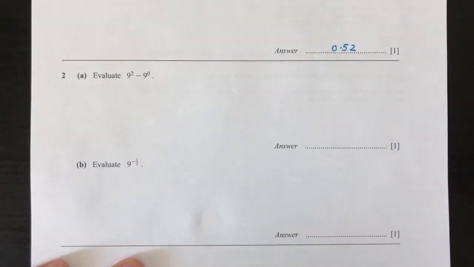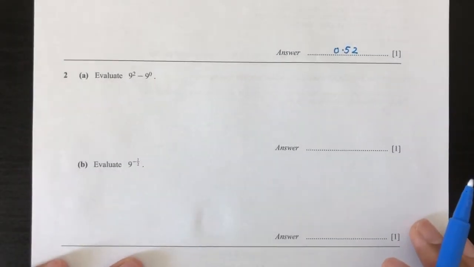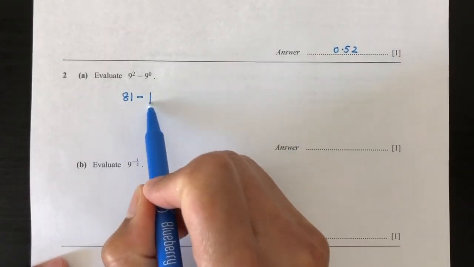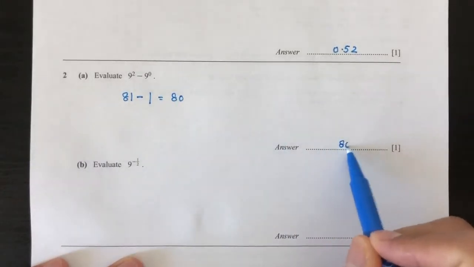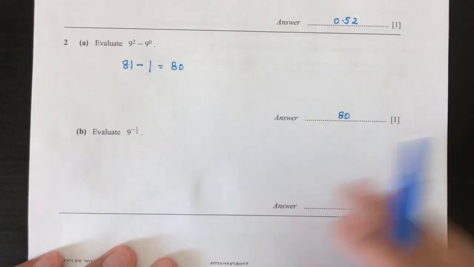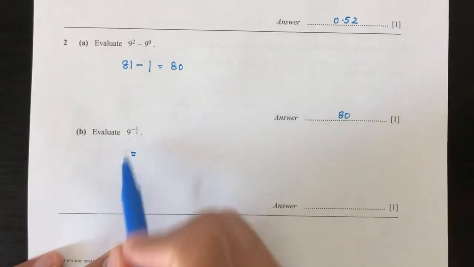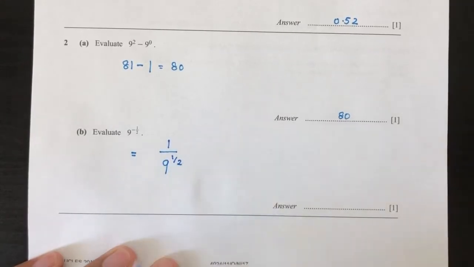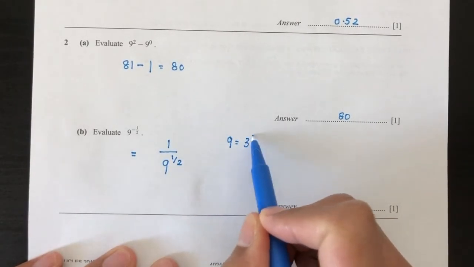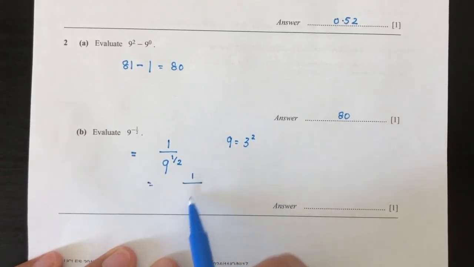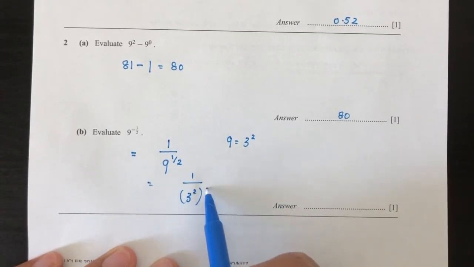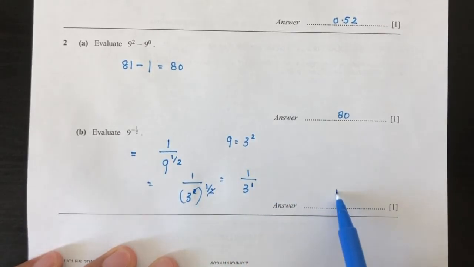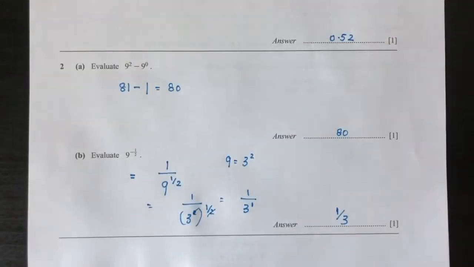Now let's move on to question number 2. Here we have 9 power 2 minus 9 power 0. 9 power 2, you guys must know by now, is 81. And anything power 0 is 1, so that will be 80. Now for part B, let's simplify this. Whenever the power is negative, you can always rewrite it as 1 over 9 with the power becoming positive. Now what is 9? 9 is 3 power 2. So you can rewrite this as 1 over 3 power 2 power half. That will be 1 over 3 power 1, which is 1/3. And that will be your question number 2.